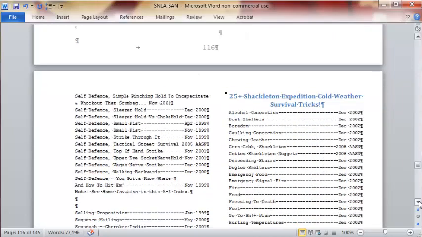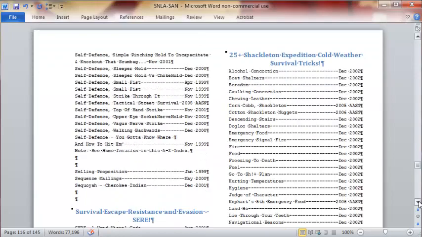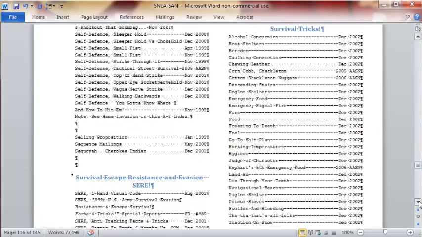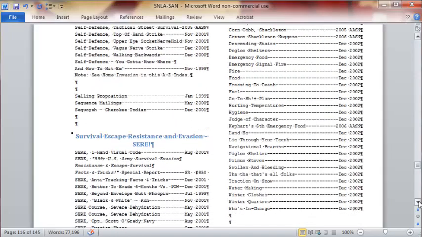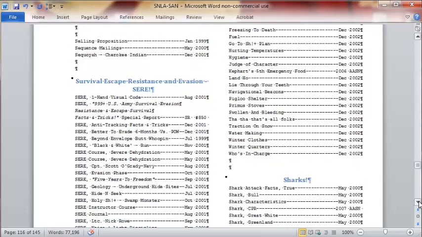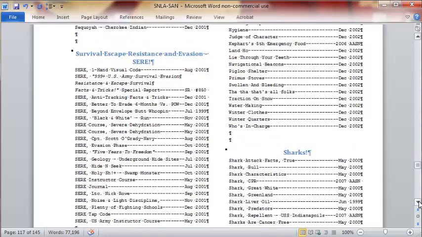25 Shackleton Expedition Cold Weather Survival Tricks. Did intensive research on old Shackleton and his crew. Shouldn't forget about the captain. I think it's Worsley, I believe his name was. Survival, escape, resistance, and evasion. SEER. Okay.